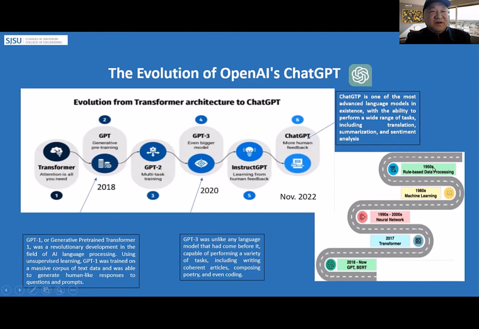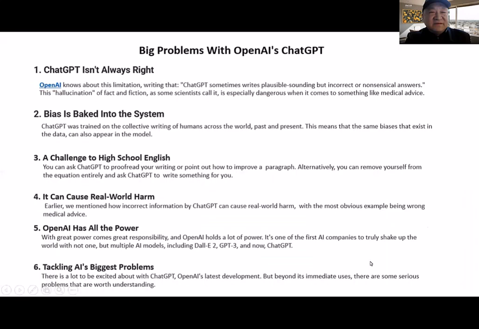So this diagram shows you what's going on. Initially, there was rule-based AI. Later on, they added machine learning in the 1980s. Then they added neural networks. So now they have this ChatGPT.